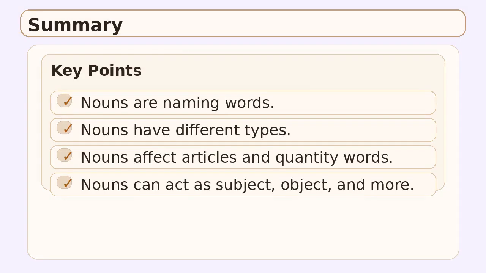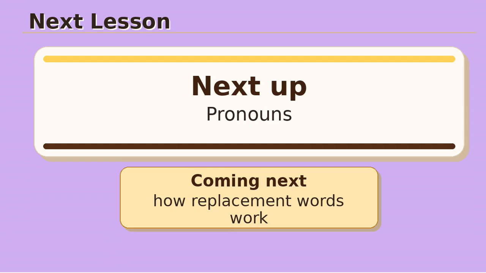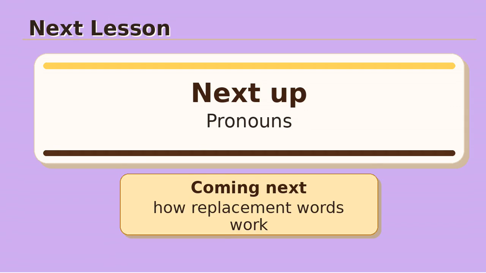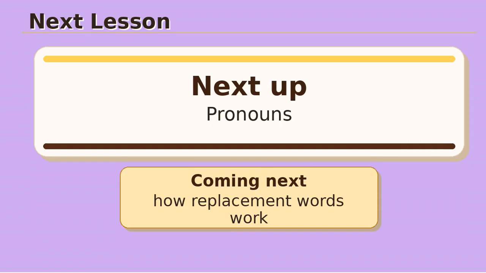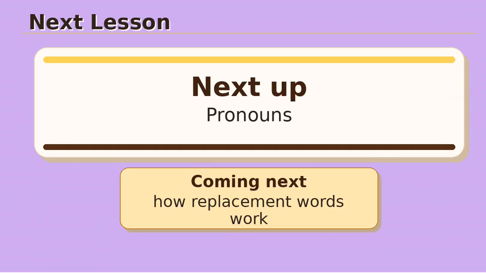A noun names people, places, things, ideas, feelings, and groups. We studied the major noun types, number patterns, sentence roles, and several high-value mistakes to avoid. Answer these quickly. Fast recall builds confidence and strengthens long-term retention. In the next lesson, we move from nouns to pronouns. Once nouns are clear, pronouns become much easier, because pronouns replace nouns and help us avoid repetition.